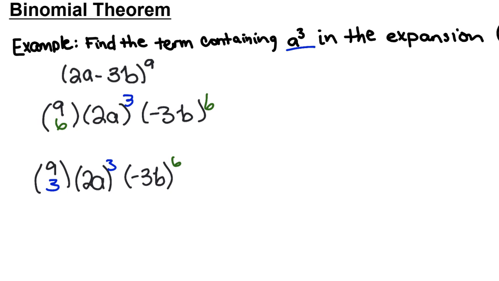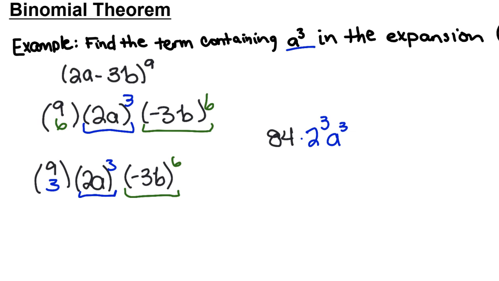So then that piece is 84. And then I have this 2a cubed. So 2 cubed, a cubed, negative 3 to the 6th, b to the 6th, and then I just kind of clean it up. So we're going to do 84 times 2 cubed times negative 3 to the 6th in the calculator because I don't want to think about that.